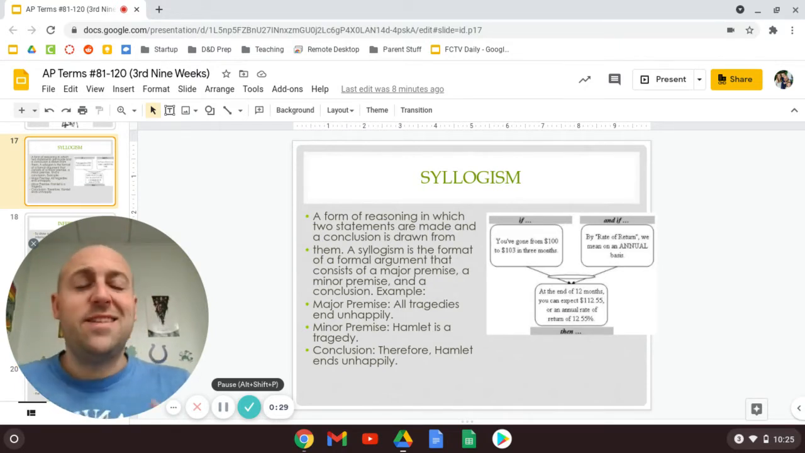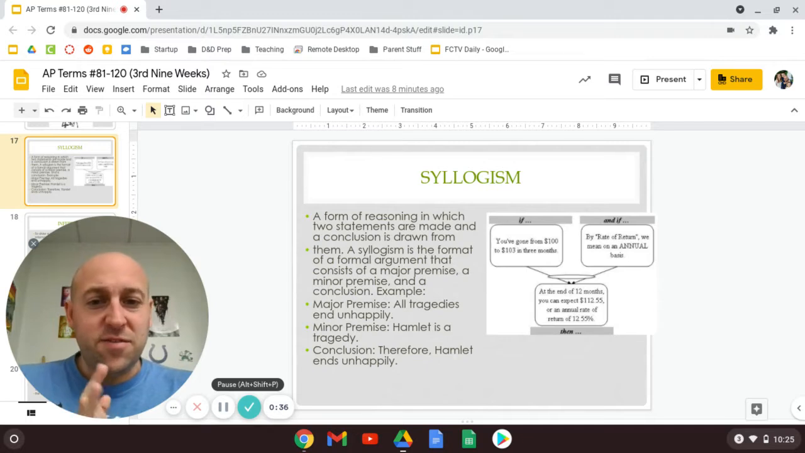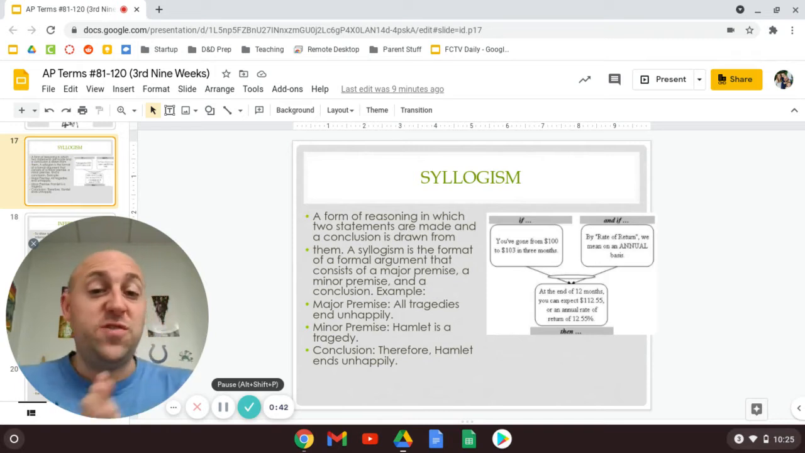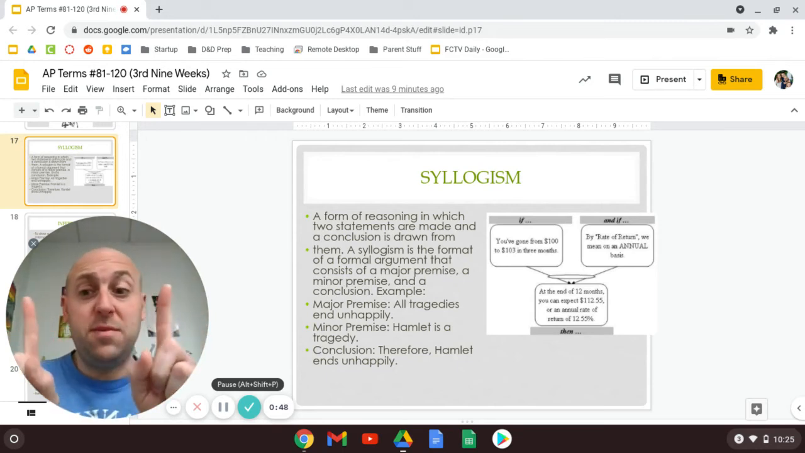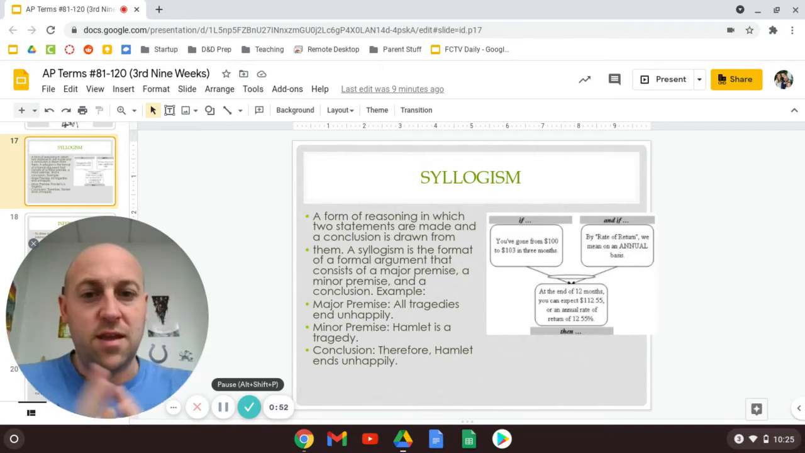I got to be honest. People struggle with it at times, so we're going to take a little extra time with it. It's syllogism. It's also sometimes called deductive reasoning. Here it is. It's a form of reasoning in which two statements are made and a conclusion is drawn from them. That's the definition. You make two statements and there's a conclusion we can draw from them. You'll see what I mean in a second.